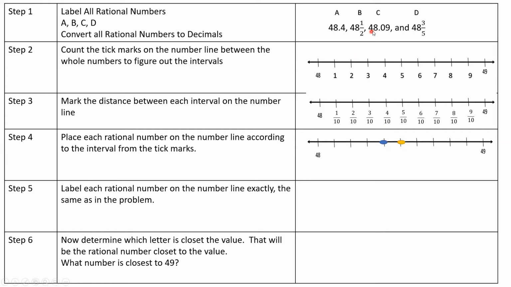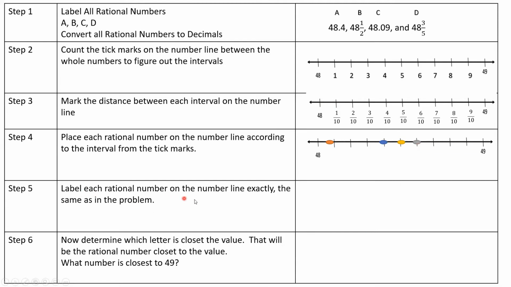I'm going to go to C. C is 48 9/100. That's almost equivalent to $48.09. So it will be slightly less than 1/10. Our last one is 48 3/5. 48 3/5 is equivalent to 48 6/10. So we will place a point here at 48 6/10.